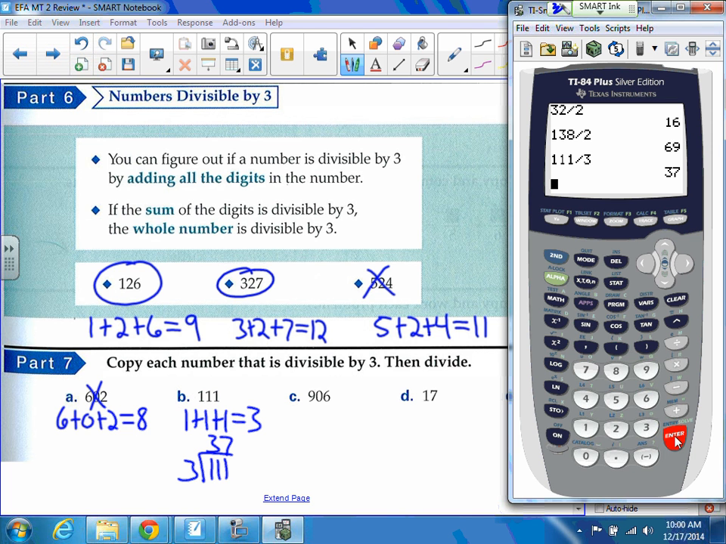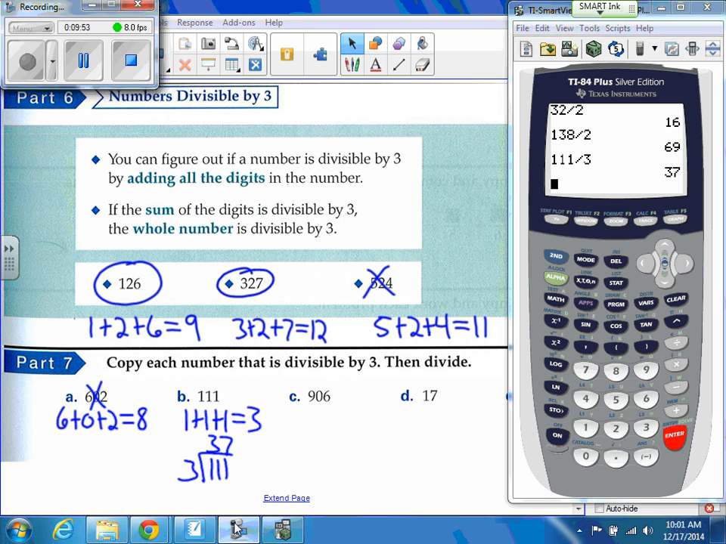Okay, go ahead and try C and D. Once you have part 4 completed, you can go ahead and get that checked. And then when they're all correct, you can go ahead and move on to another part.